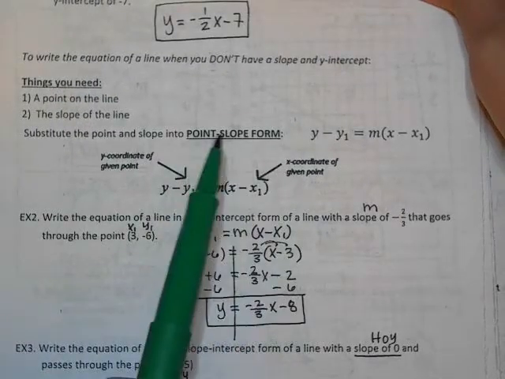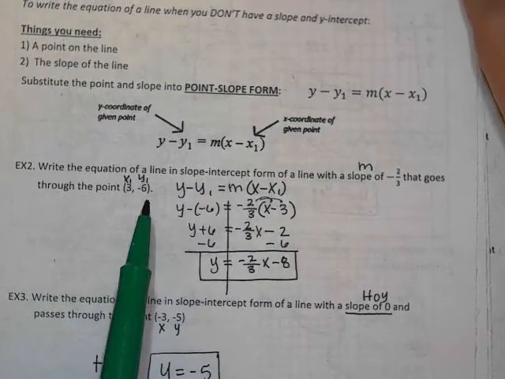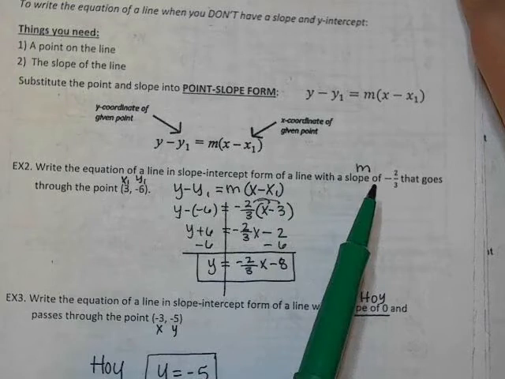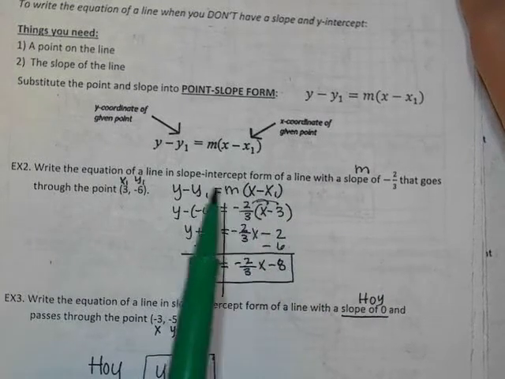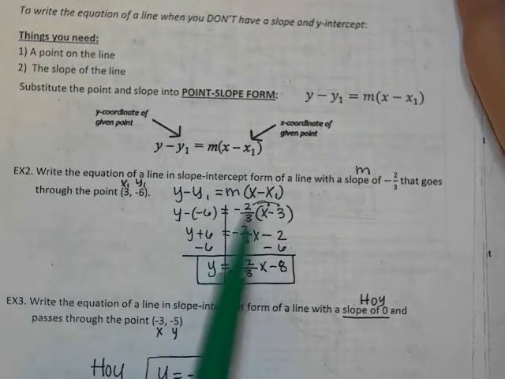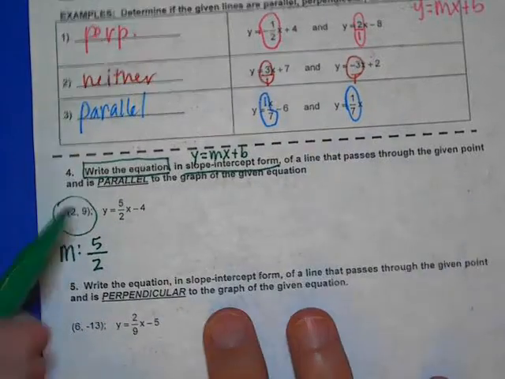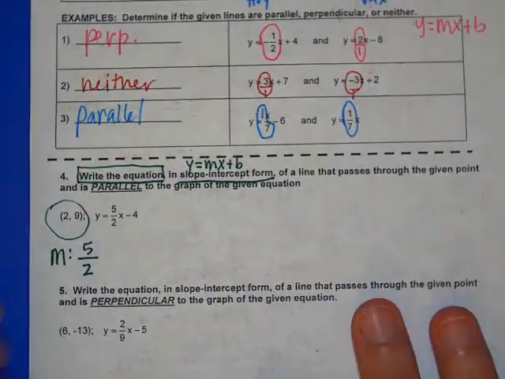Point slope. If you have a point and a slope. Here it gave you a point and a slope, so we put it into this equation and solved. Remember this? Day 3 of those. So that's what I'm going to be doing. I have a point and a slope, so I'm going to plug it into point slope form.